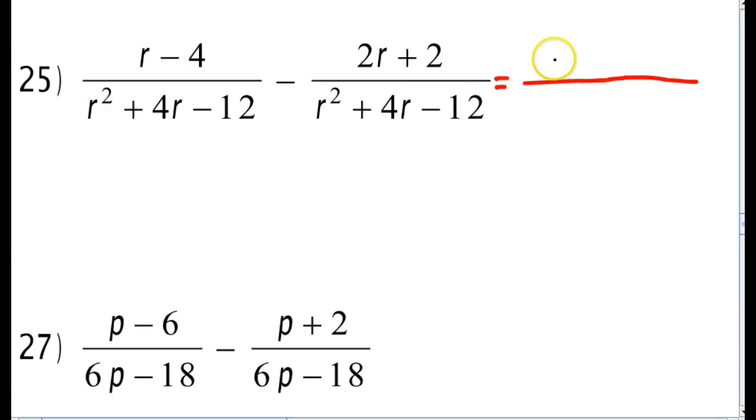I got a negative r and minus 6. What did you get? This is the correct answer on top. So if you didn't get that, look back at yours and see if you can find it on your own.